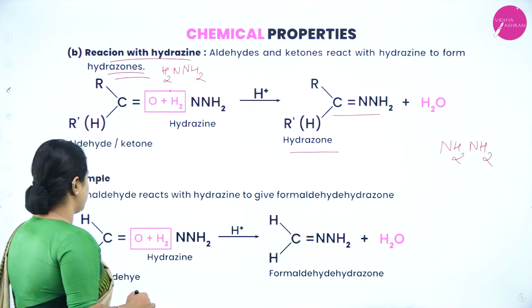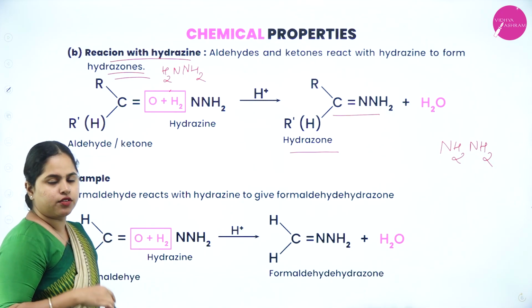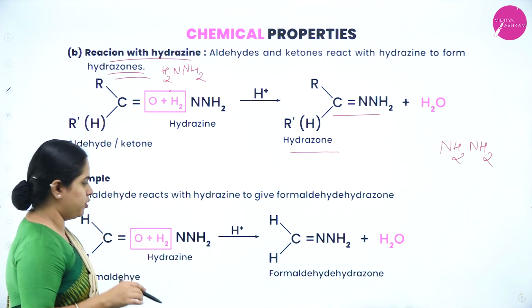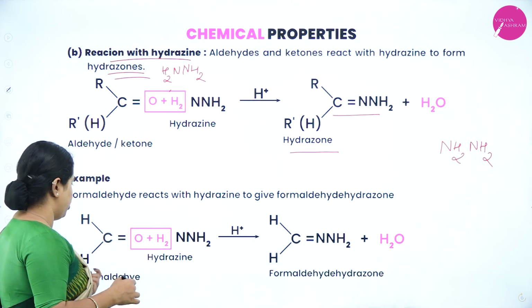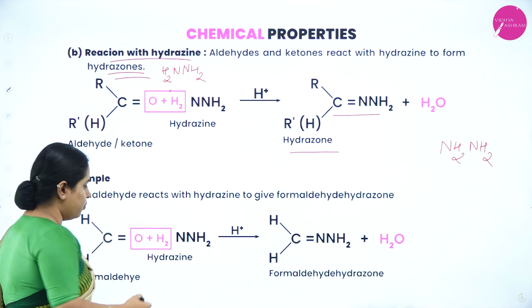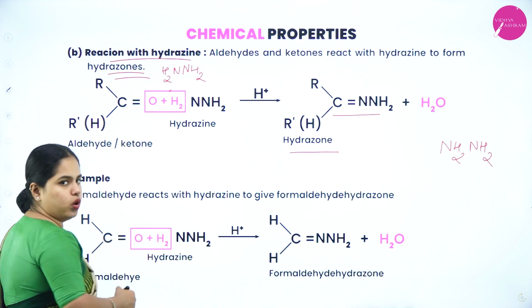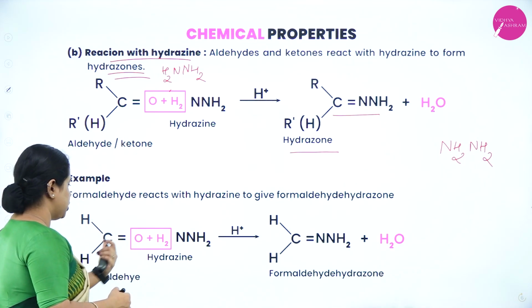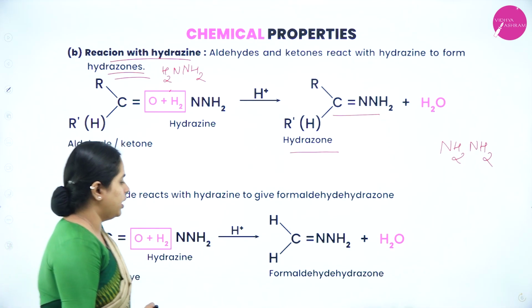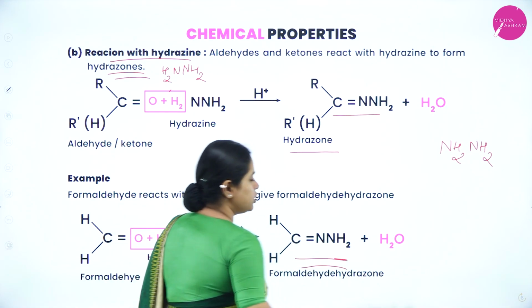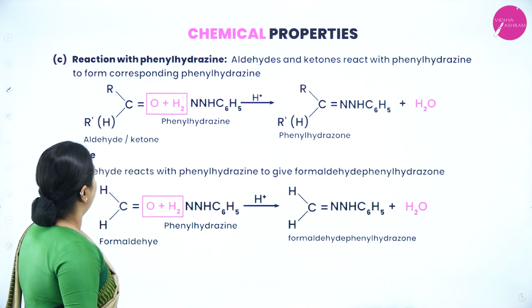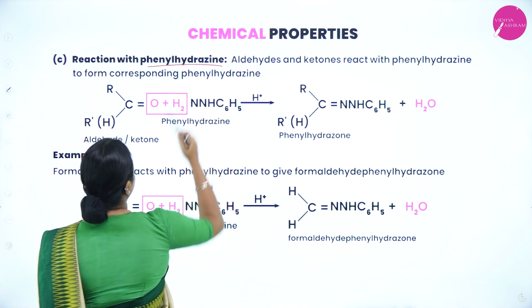So one example which is shown here: formaldehyde is going to react with hydrazine to form the corresponding hydrazone. So you have HC double bond O reacts with NH2. Again water is removed, H2O is removed. So you will get HCH double bond NNH2. Okay, so this is the hydrazone which is formed and water is removed. Clear? Now moving on, the next one is reaction with phenylhydrazine.